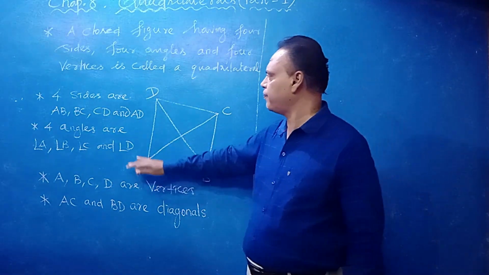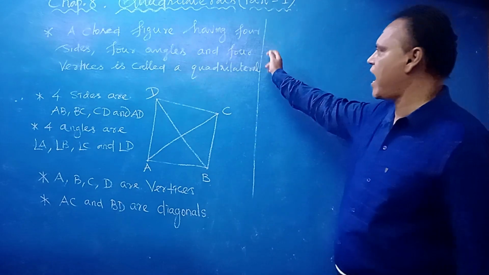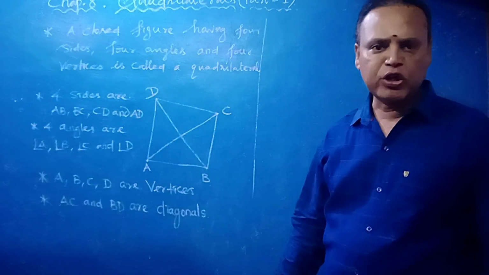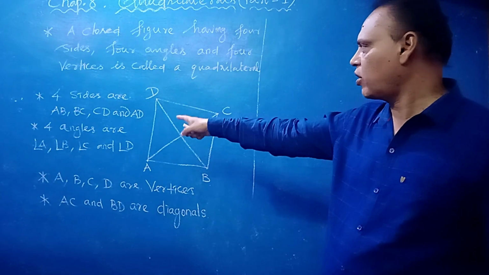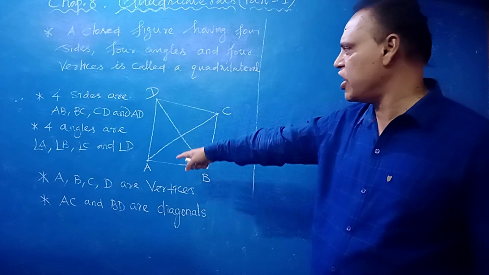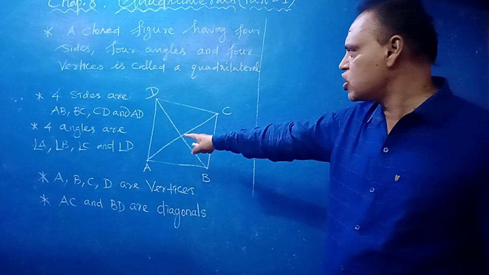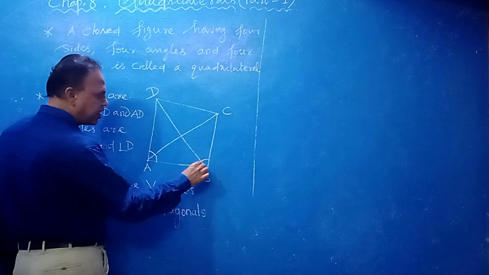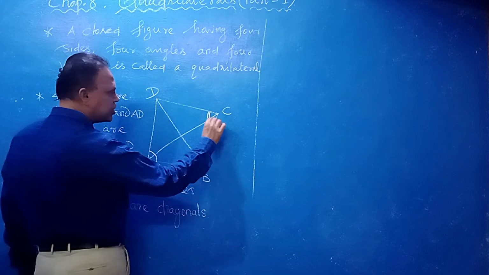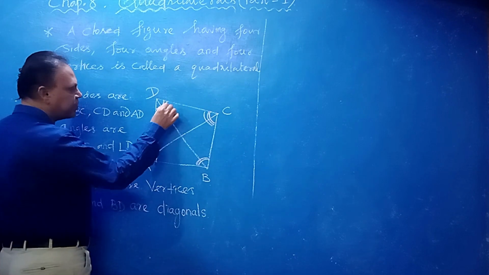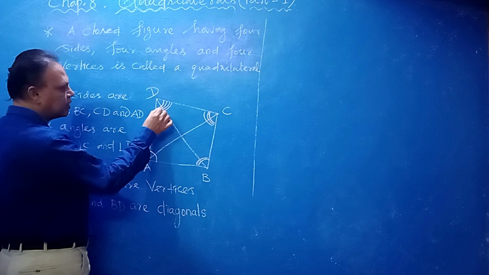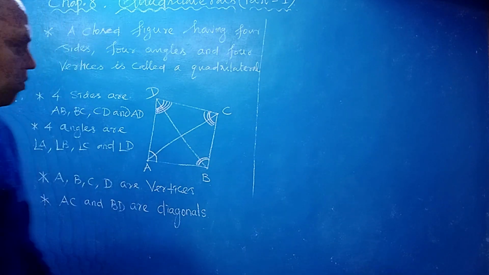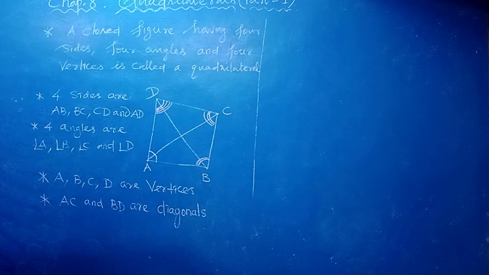Four-sided polygon. A closed figure having four sides, four angles, and four vertices is called a quadrilateral. The four sides are AB, BC, CD, AD. And the four angles are angle A, angle B, angle C, angle D, each differently marked.